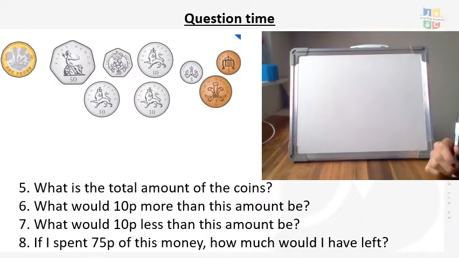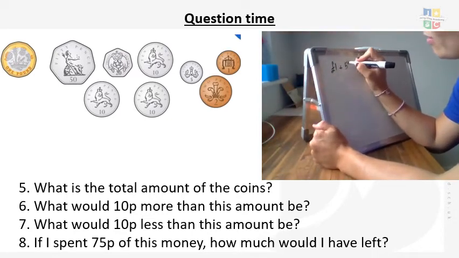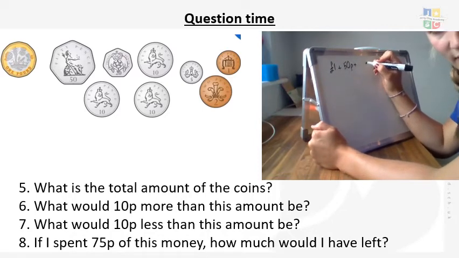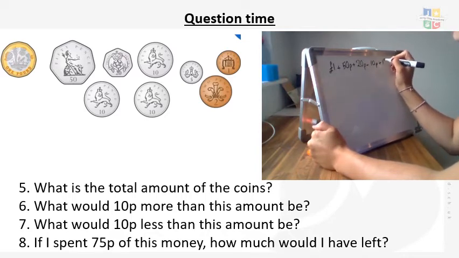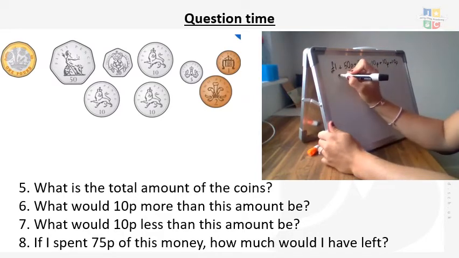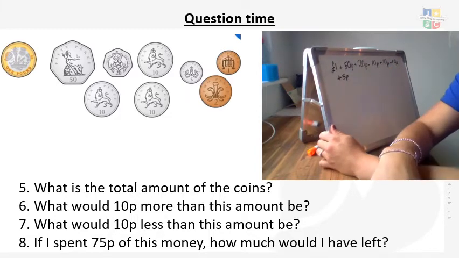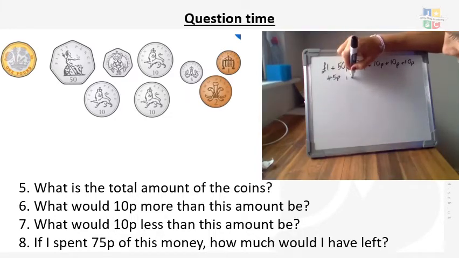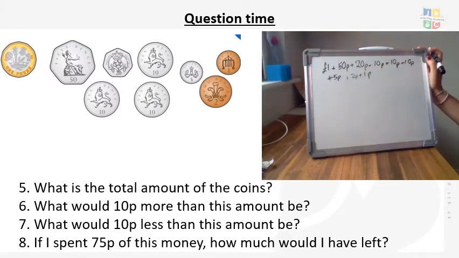Okay, so we're going to have a look. What is the total? What's the amount of all of them added together? So let's have a look. We've got £1, add 50 pence, add, if we do the bigger ones first, 20 pence, add 10 pence, add 10 pence, add 10 pence, add 5 pence, add 2 pence, and add 1 pence.